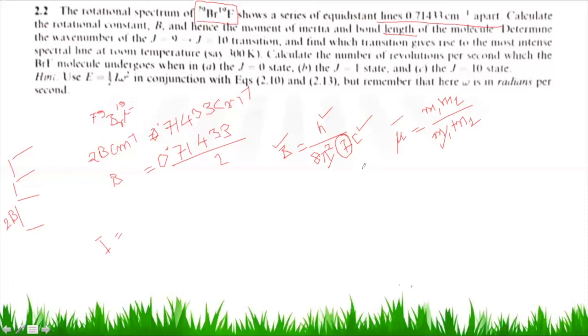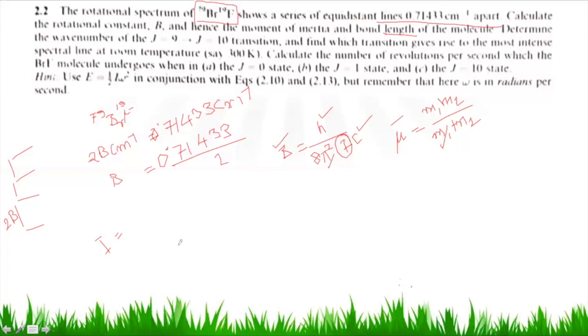If the value of mu is known, then it will be easy to determine the value of R also. So here they are asking us to calculate the value of R naught. Since M1 is known, R1 can be calculated as M2 into R naught divided by M1 plus M2. In the same way you can find out the value now.